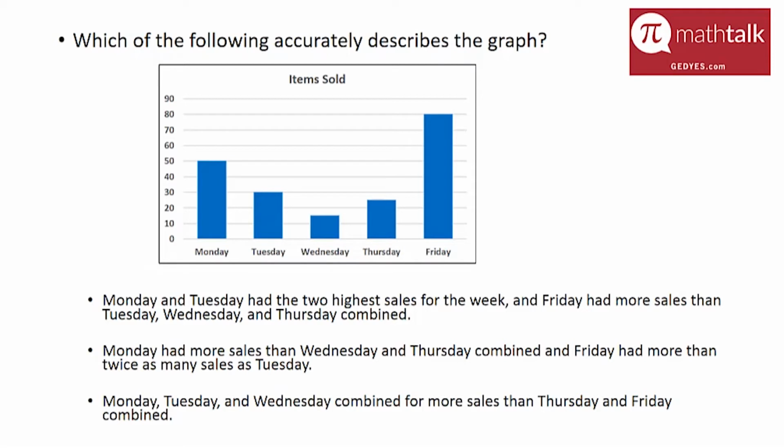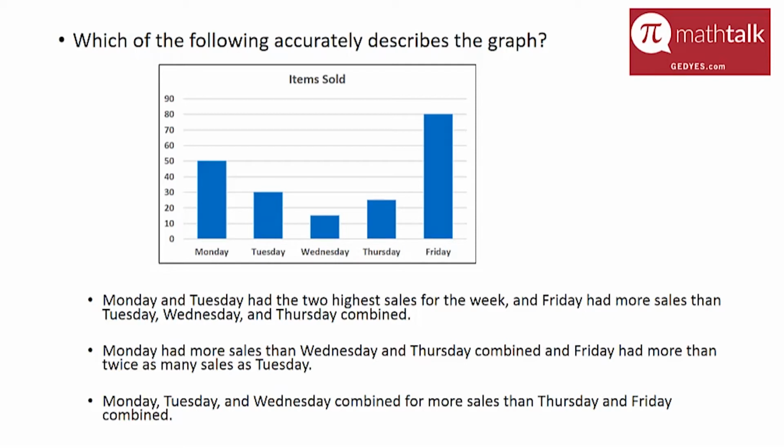We have a question that asks, which of the following accurately describes the graph? We have a bar graph that looks like it's displaying information on the number of items sold over the span of Monday through Friday. We have different descriptions for the graph, and we need to figure out which one accurately describes it. The first one says Monday and Tuesday had the 2 highest sales for the week, and Friday had more sales than Tuesday, Wednesday, and Thursday combined.